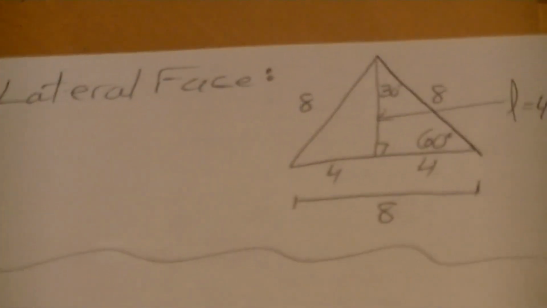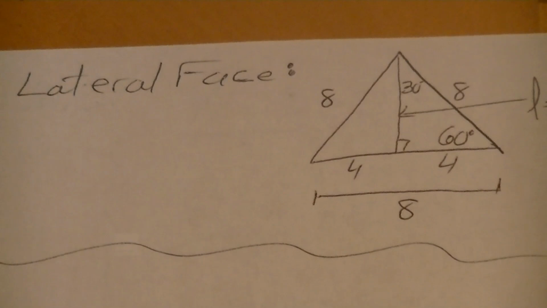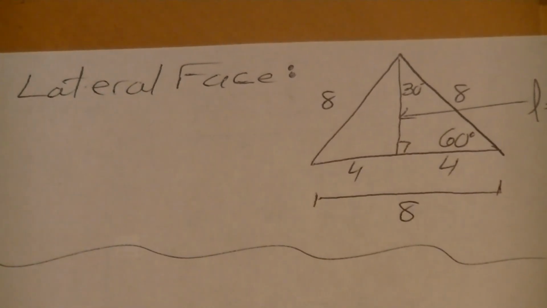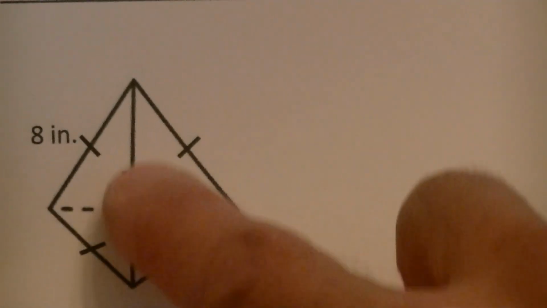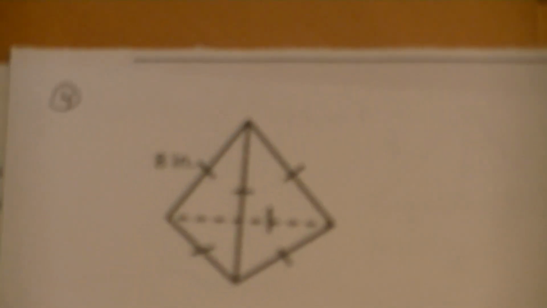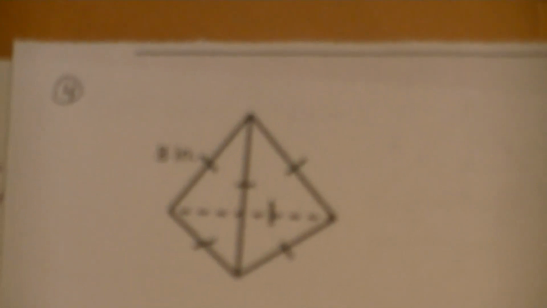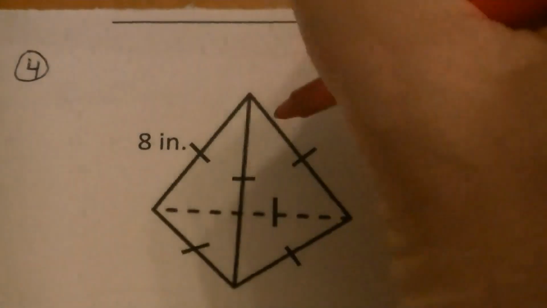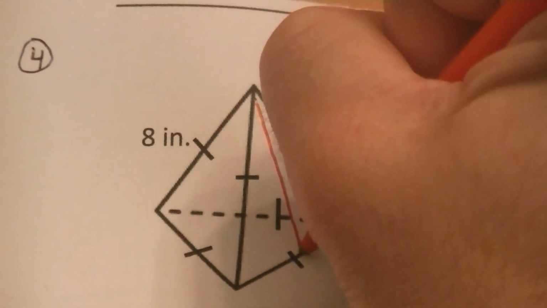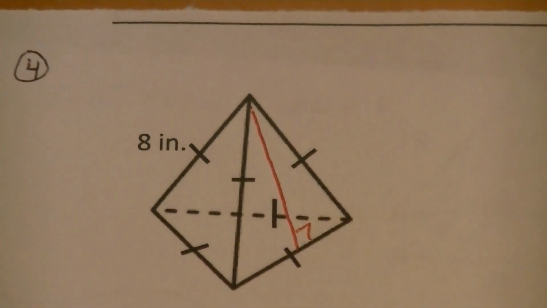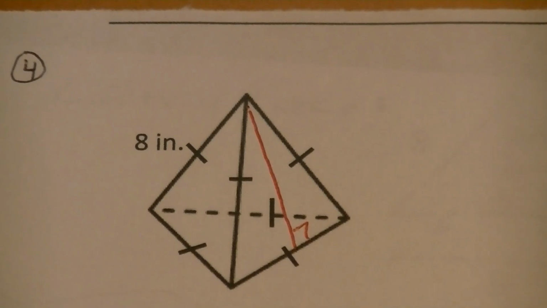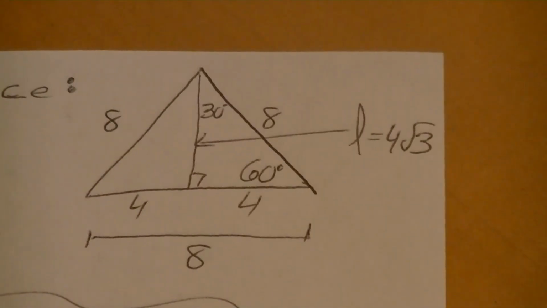But that's also the slant height if we think of one of the other faces of the pyramid, such as this one. If we're thinking of this triangle, the slant height would be here. Let me get that in focus. So this is the slant height, but it's also the height of that triangle. So it's really the same work. There's no need to do it twice, but there it is. The slant height is 4√3.